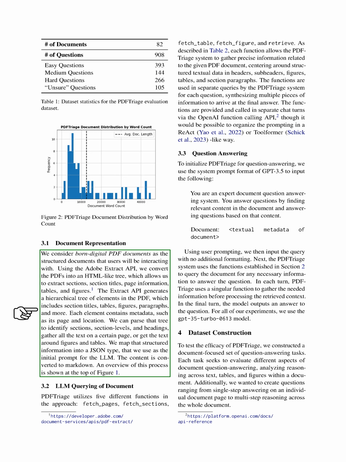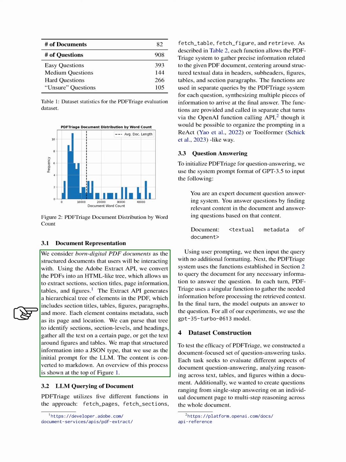We use born digital PDF documents as the structured documents that users will interact with. Using the Adobe Extract API, we convert the PDFs into an HTML-like tree, which allows us to extract sections, titles, page information, tables, and figures. This API generates a hierarchical tree of elements in the PDF, including section titles, tables, figures, paragraphs, and more. Each element contains metadata, such as its page and location.